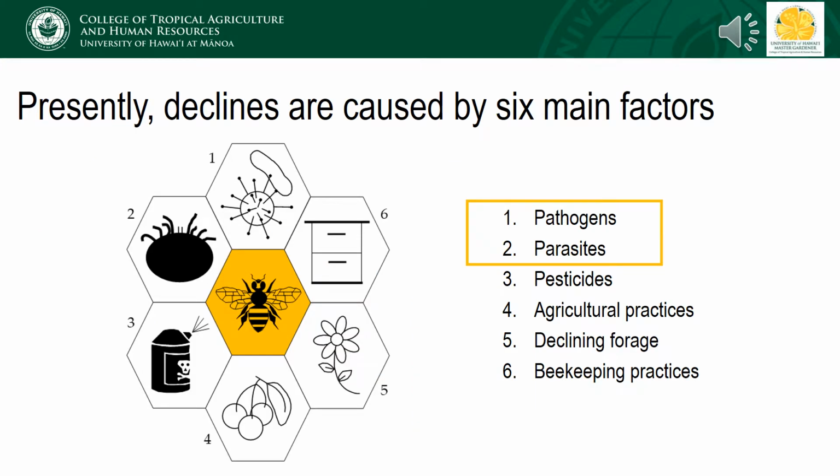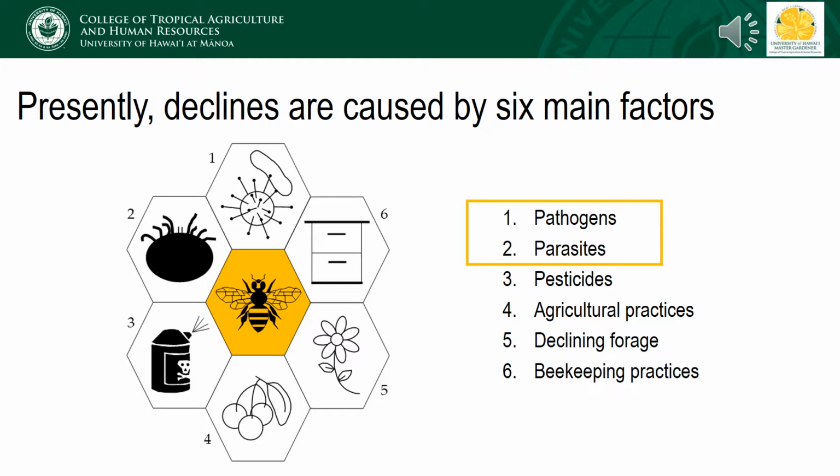Nationally and internationally, honeybee overwinter losses can be attributed to 6 major factors. The first of these are pathogens, which can be viruses, fungi, or bacteria. Second are parasites, most notably the Varroa mite, which was introduced to Oahu in 2007 and the Big Island in 2008, with devastating consequences to the beekeeping industry. These mites not only lower the overall immunity of individuals, but they also transmit a number of viruses.